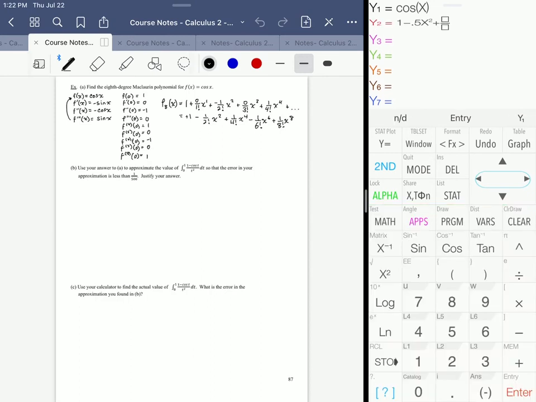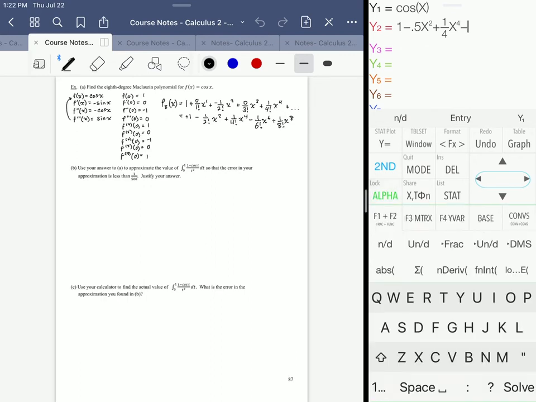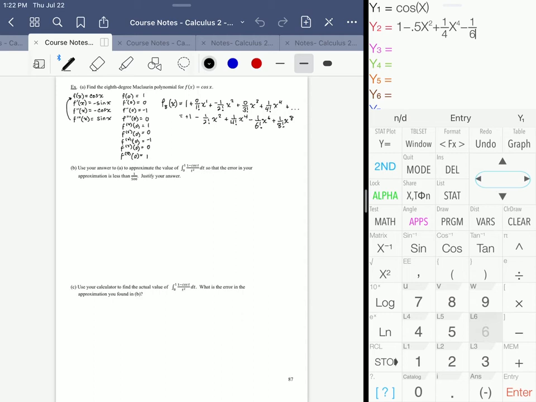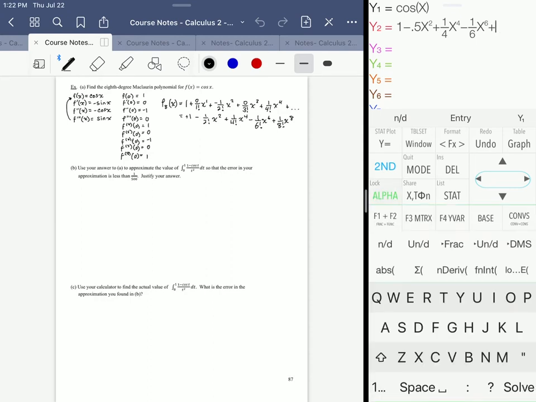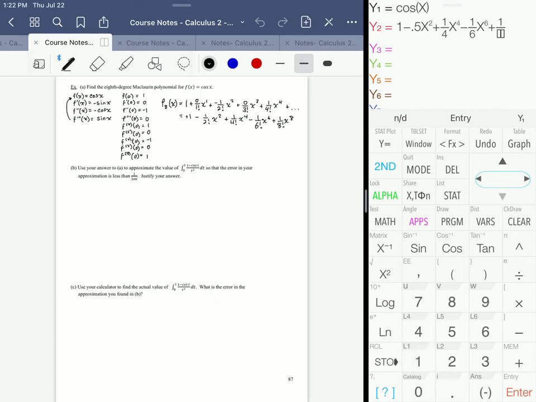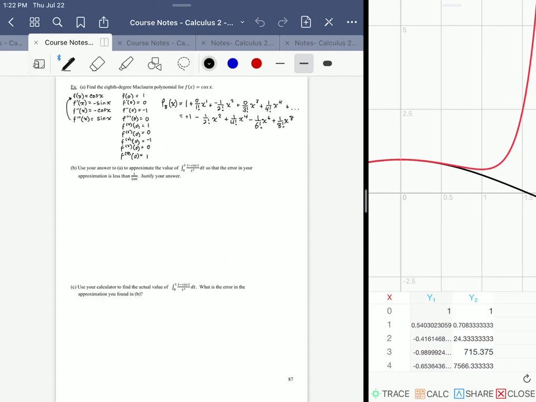1/4 x to the 4th, minus 1 over 6 x to the 6th, plus 1 over 8 x to the 8th. Making sure I typed it in correctly. Looks good. I'm going to hit graph.